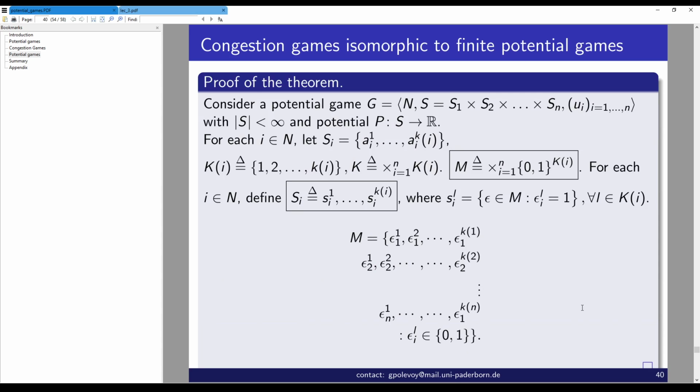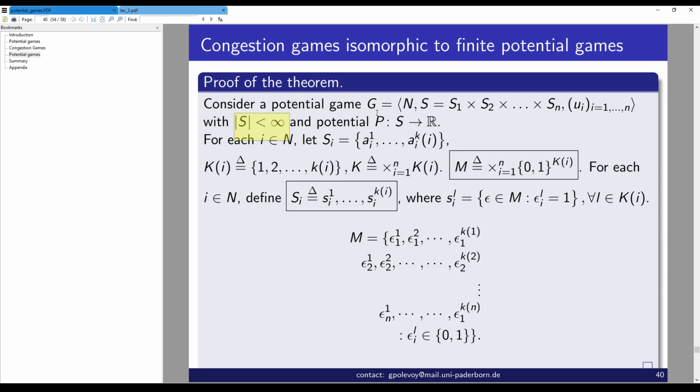And then we're going to prove that every finite potential game can be expressed as a congestion game. So that's what it means to be isomorphic in colloquial words. So consider a finite potential game, a potential game with a finite set of strategies, which is what it means to be finite. I remind you that we assume that the set of players is always finite. And the potential, because we assume it's a finite potential game, is denoted by P.